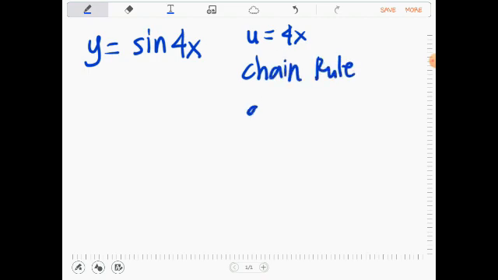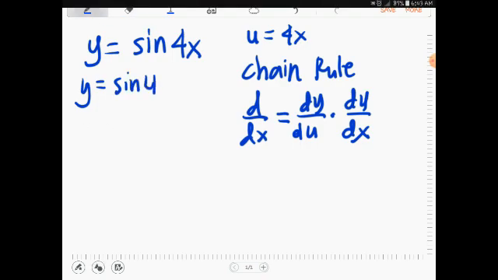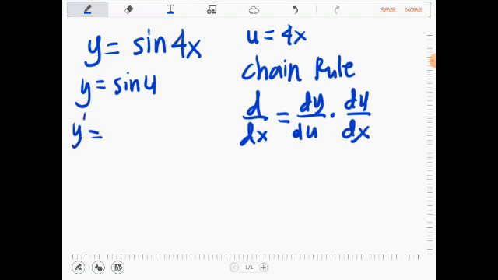Sa chain rule, if we have the derivative, that is equals to the derivative of y with respect to u times the derivative of u with respect to x. Okay? So, therefore, since yung ating u is equals sa 4x, y is equals to sine of u. Now, yung derivative nito, y prime is equal sa, una, yung derivative ng y. Ano yung y? Sine u. So, derivative of sine u, times the derivative of u with respect to x.